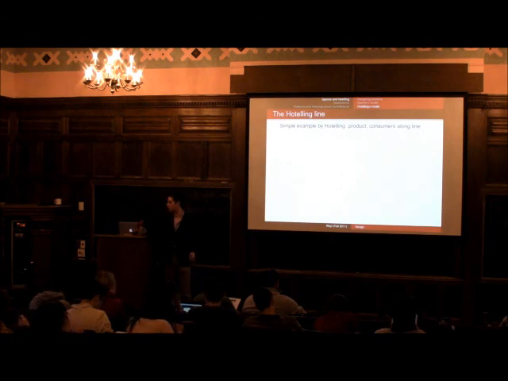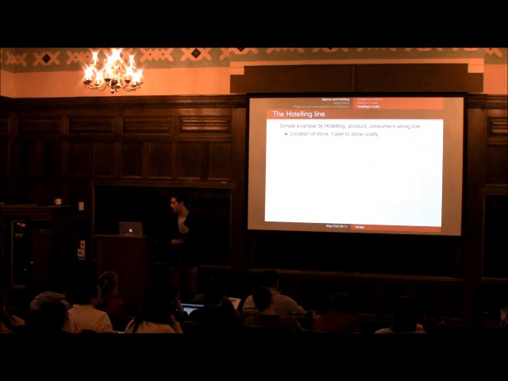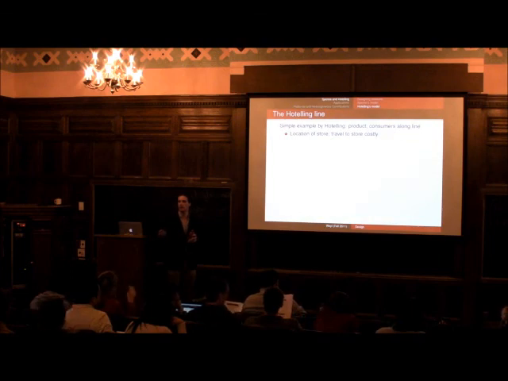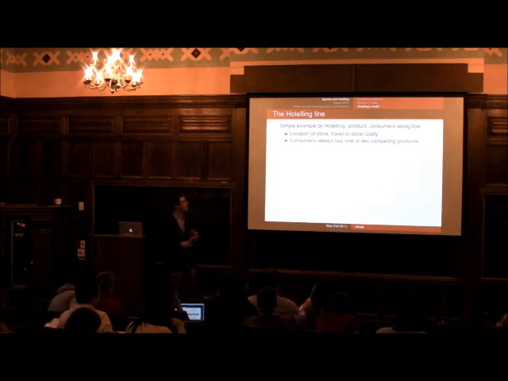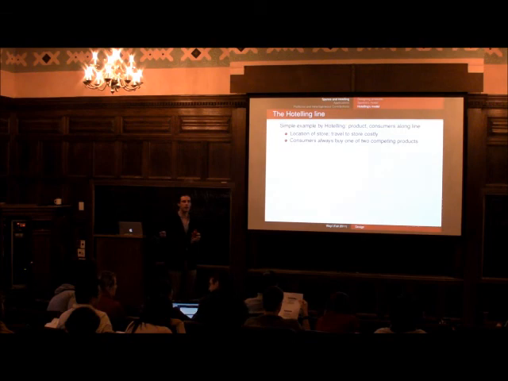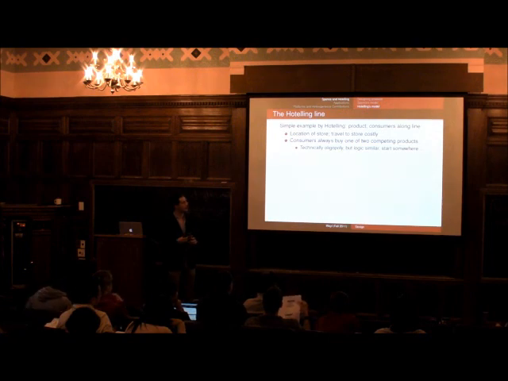So this is Hotelling's model. Consumers live along the line. You can think of it as a location of a store. And consumers also live along the line, and it's costly for them to travel to the store to purchase the product. Consumers always buy one of two firms' competing products. And this is technically oligopoly, but basically the same logic.